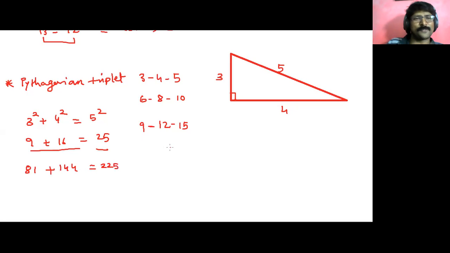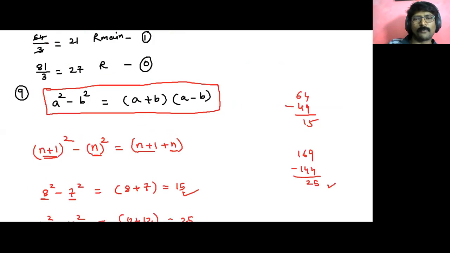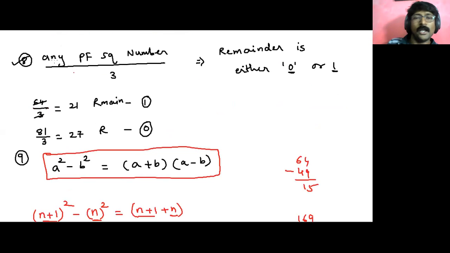I hope you understood what is Pythagorean triplet, guys. Any doubts or any difficulties? So guys, this is something very interesting. And one more important thing, as I mentioned to you all, why does this property, property number 8, hold? If any perfect square number is divided by 3, then the remainder is 1 or 0.